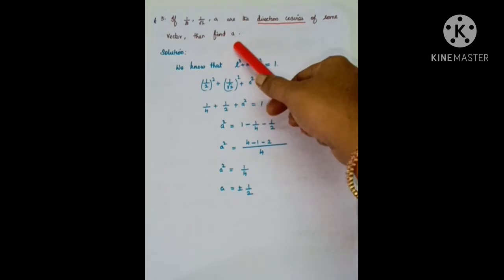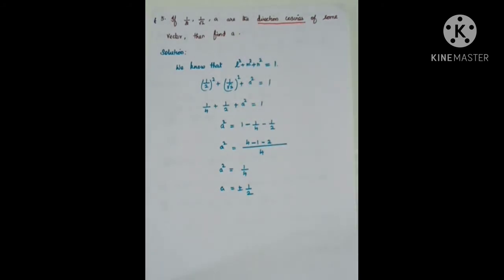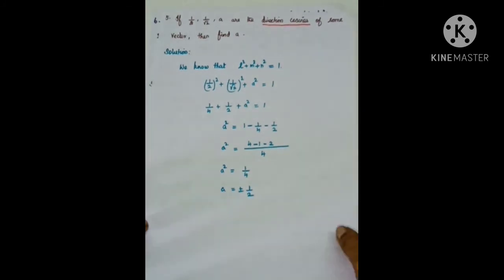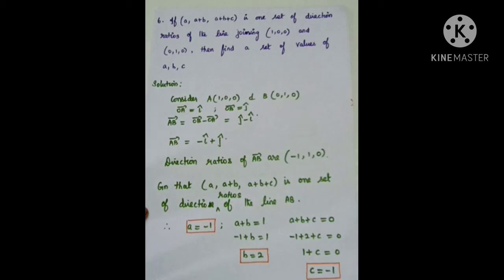Here, find the value of a. So a is equal to plus or minus square root of 1 by 4, that is plus or minus 1 by 2. So we'll come to the next one.